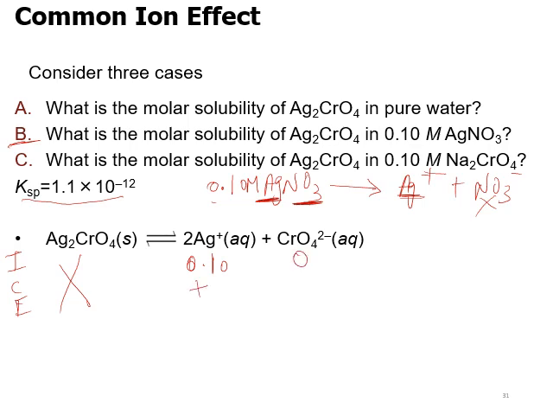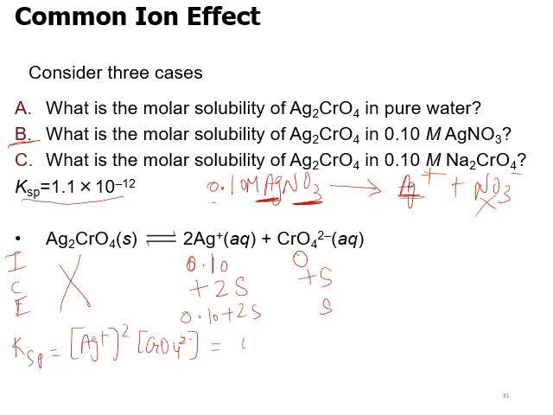What would be the change here? It's going to be plus 2s. This is going to be plus s. So at equilibrium, this will be 0.10 plus 2s and s, right? Now this is our ICE table, and we know Ksp is going to equal the silver ion concentration squared times the chromate ion concentration, which is (0.10 plus 2s) squared times s, right?